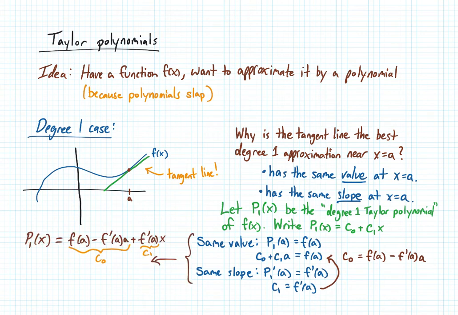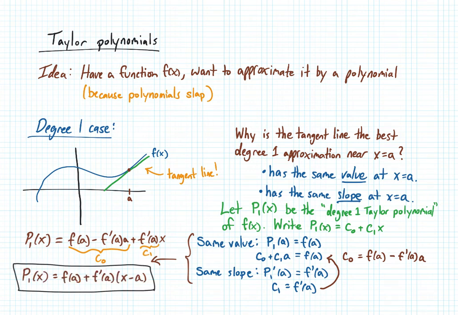So now we can take these equations for c0 and c1 and plug them into the formula for p1 of x. And it looks a little bit nicer if you factor out the f prime. So the formula looks like this, that p1 of x is f of a plus f prime of a times x minus a. And in fact, you might be able to look at this equation and recognize it as being the equation of the tangent line, because it basically is the point-slope form of the tangent line. So again, we haven't gotten a new result yet, but what we did was we found a new way of thinking about that result, which points the way toward higher degree approximations.